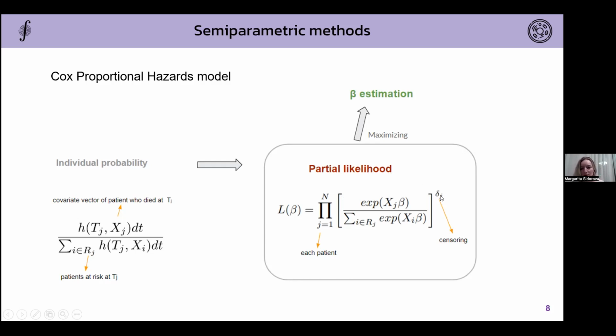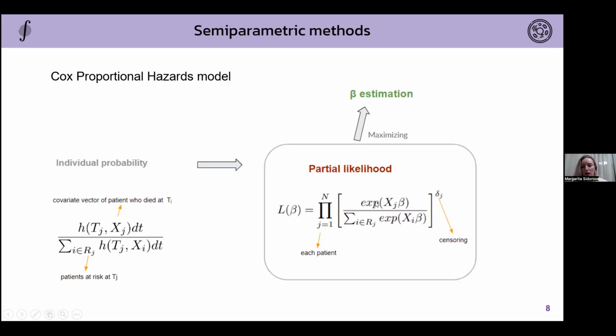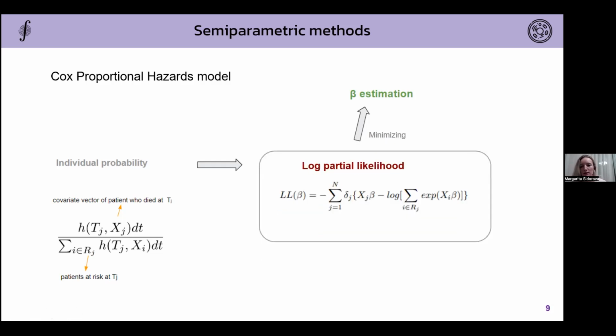And yes, you can see that this risk set and also this parameter take censoring into account. Okay, and so by maximizing this partial likelihood, we can get the parameter estimates. Just to make it easier, we can minimize not the likelihood, but the negative log partial likelihood. So this formula is just transformed into this log likelihood. Well, and by minimizing it, we can estimate the parameters.